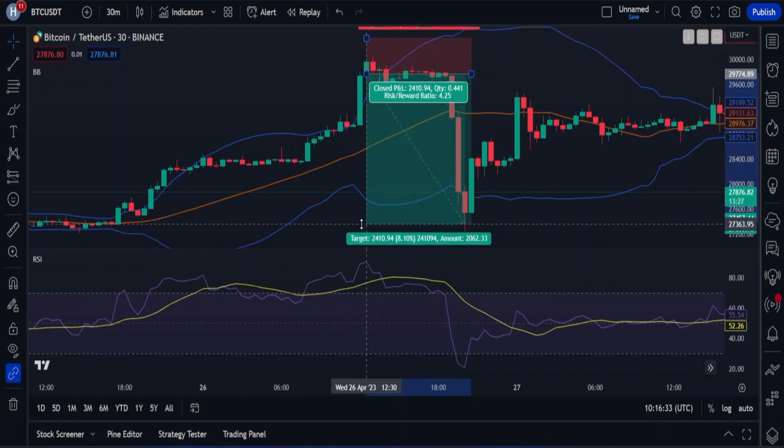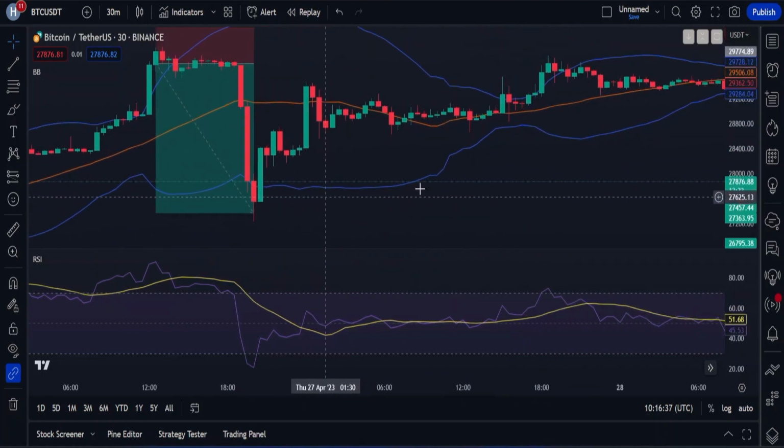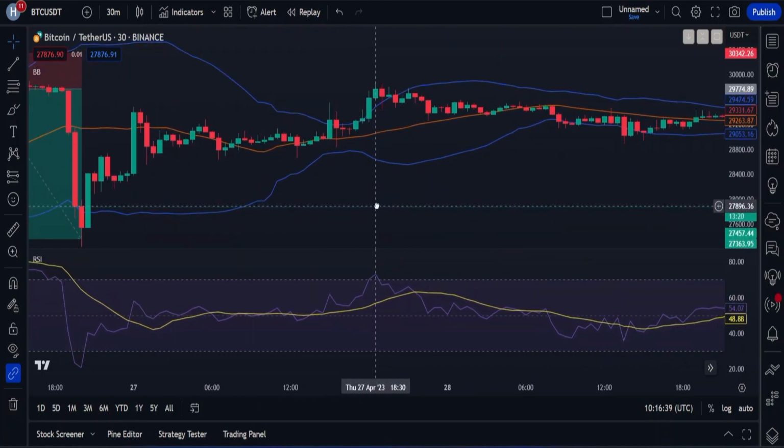And if we would have opened a sell position here, you guys can see this would have been an amazing profitable sell trade. Here we see the market again crossed above the upper Bollinger Band, indicating that there is a reversal expected in the market. And we can see the RSI confirms this.